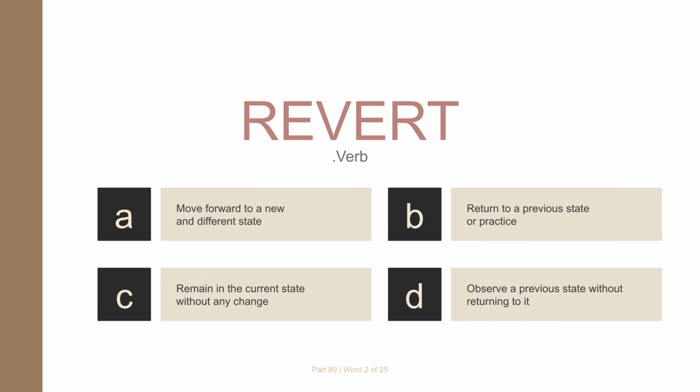Option A. Move forward to a new and different state. Option B. Return to a previous state or practice. Option C. Remain in the current state without any change. Option D. Observe a previous state without returning to it.